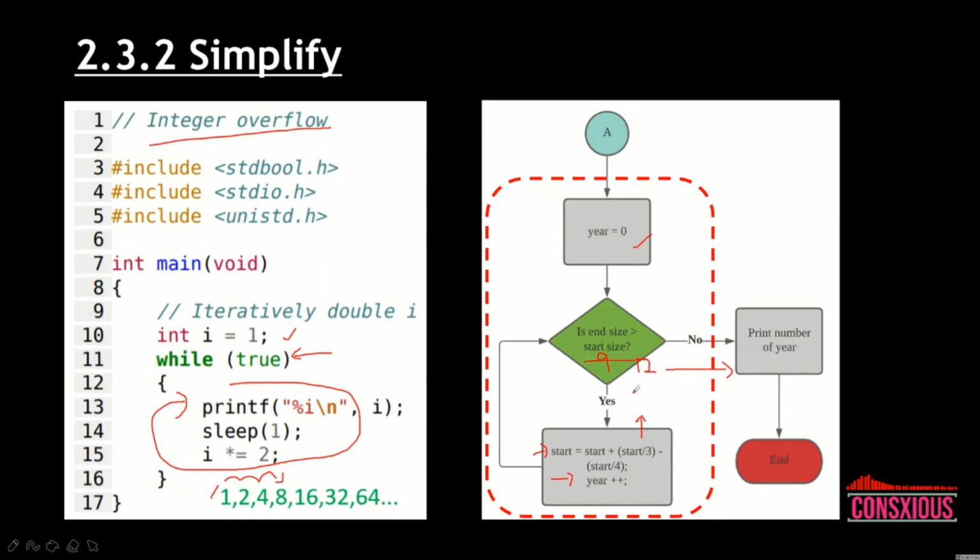No, I think we just put 12 here and 9. So the start size is 9. The end size is 12. The start size is 9. So it's true, so we will always go through these conditions. As the start will keep increasing until one moment that the start is more than the end size, we will break through here. So we go through the next step, which is print the number of years.